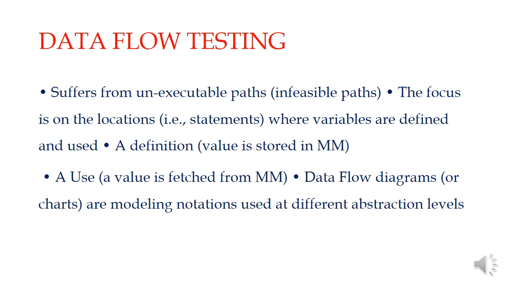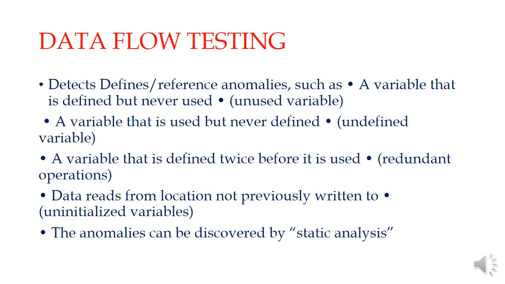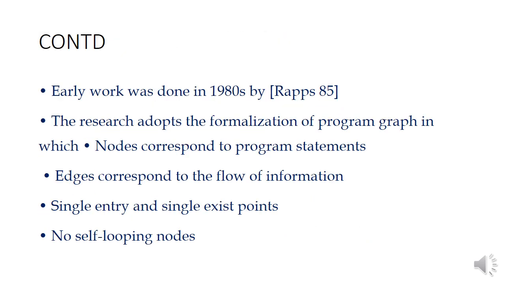Data flow diagrams or charts are modeling notations used at different abstraction levels. It detects or defines anomalies: a variable that is defined but never used, unused variables, undefined variables, redundant operations used more than once, and data read from a location not previously written to. The anomalies can be discovered by static analysis. Early work was done in the 1980s.